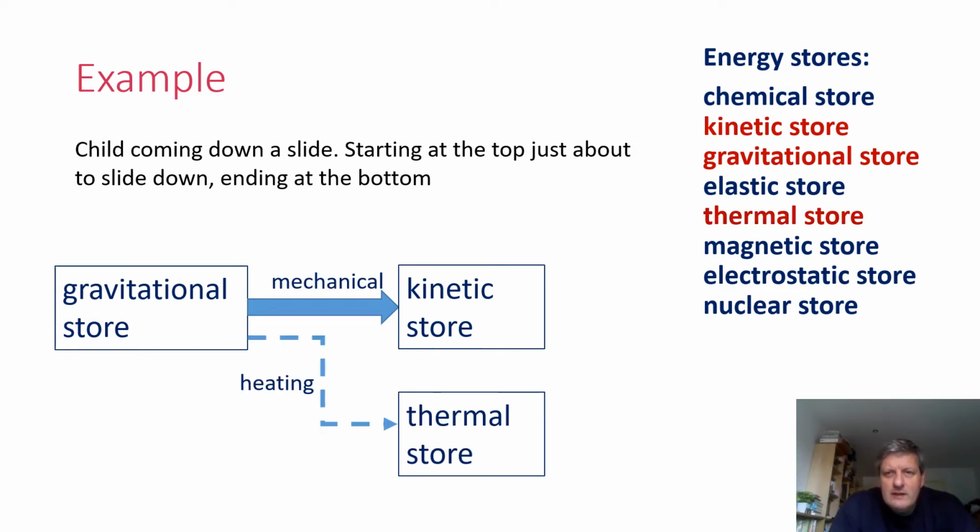So we should also include in this the fact that there's some friction as the child comes down the slide, and that some of the energy will be transferred into a thermal store due to the heating effect of the friction. And we can represent that on the diagram as shown here, with a second line going from gravitational store, this time to thermal store of the environment.